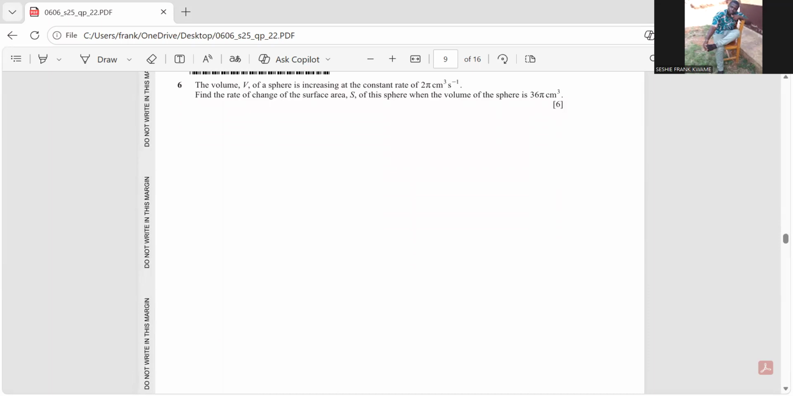Number 6. The volume of a sphere is increasing at the constant rate of 2 pi. That's the volume with respect to time, dV/dt, is 2 pi. When the volume is 36 pi, find the rate of change of the surface area. That's the surface area with respect to t, dS/dt, is what you are finding.